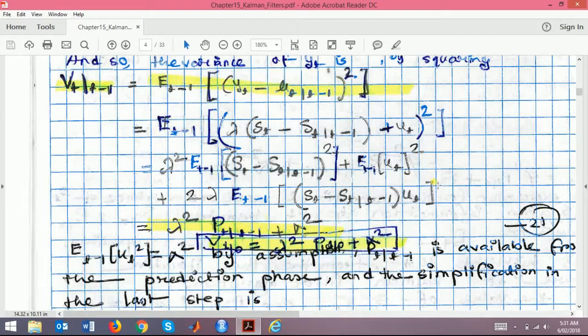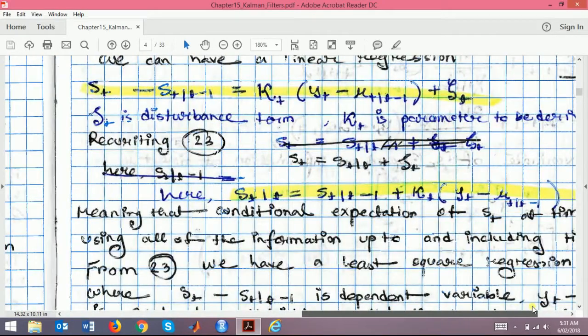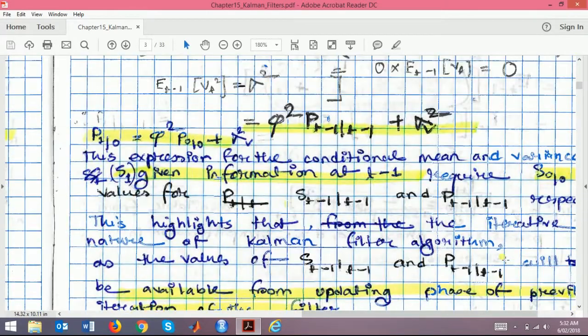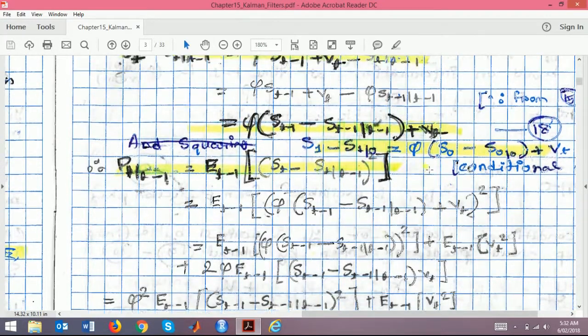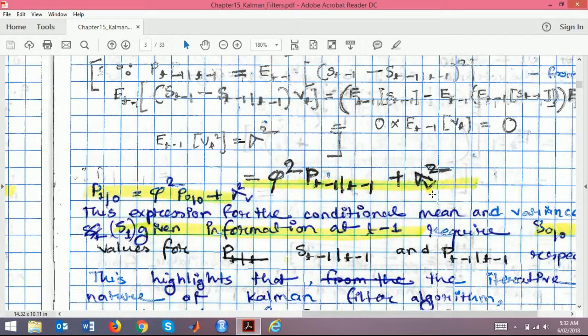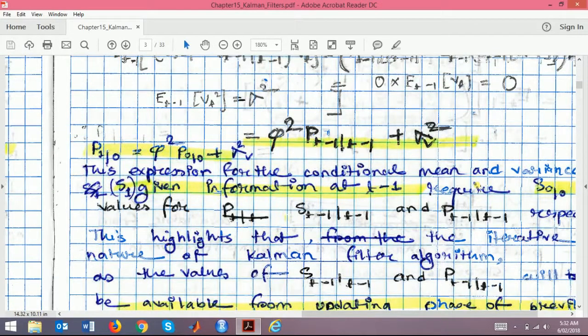So let's start from the beginning. What did we learn? S1|0 is phi S0|0. Then S1 minus S1|0 gives you phi times S0 minus S0|0 plus vt, and the variance of that was the prediction error at the beginning. Then the variance is P1|0, which gives you phi squared P0|0 plus sigma squared v.